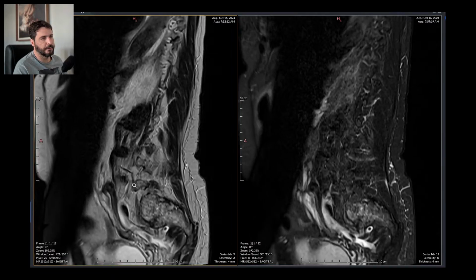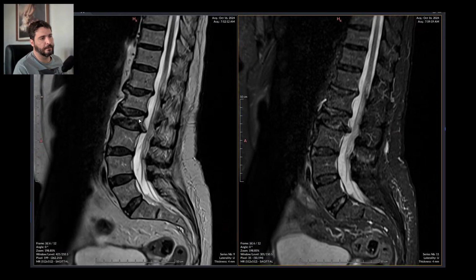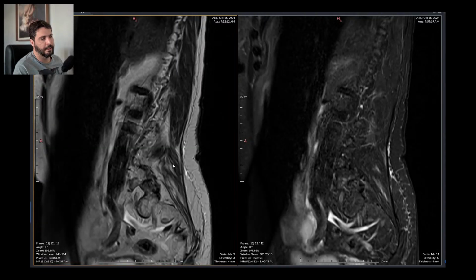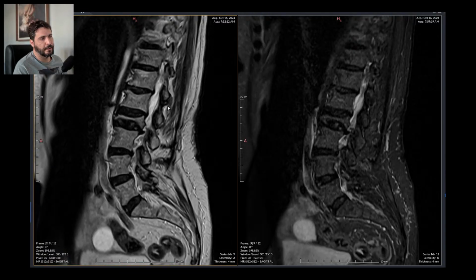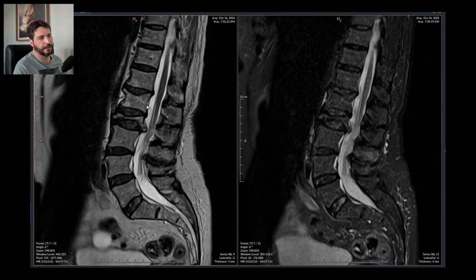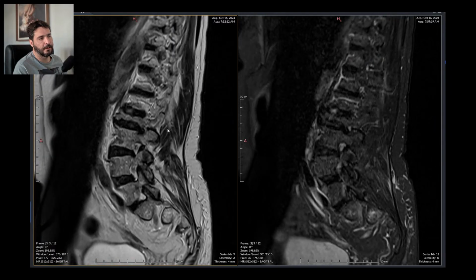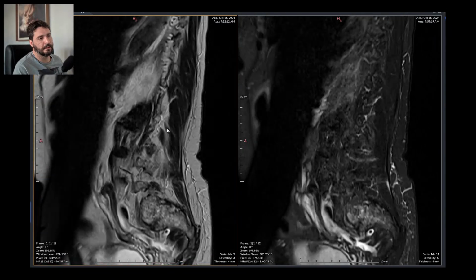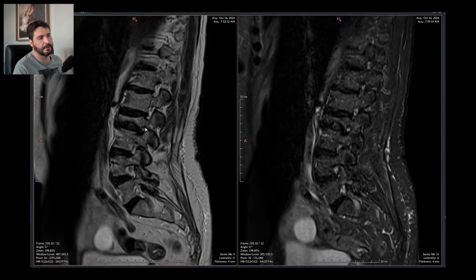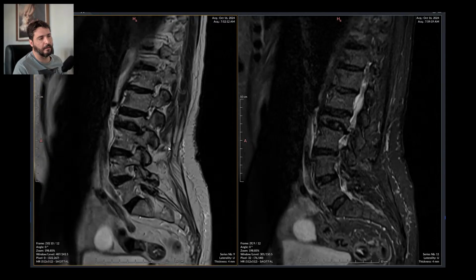T1, T2 with fat saturation. So there are five non-rib-bearing lumbar vertebrae, L1, L2, L3, L4, and L5. There is no sign of a transitional vertebra. So this is 1 and this is 2. Both are fractured. Both have signs of old fractures. This is a partial collapse and this is a complete collapse of those vertebrae. Yes, this seems to be a severe stenosis right there, and at least a moderate stenosis of the canal.